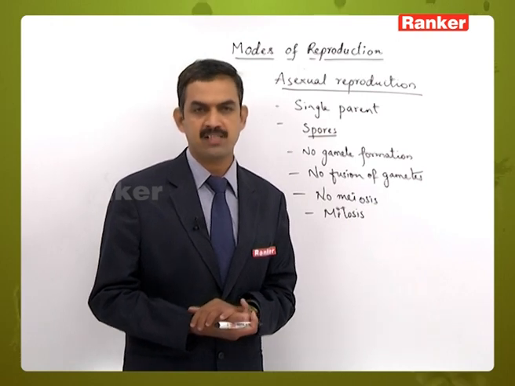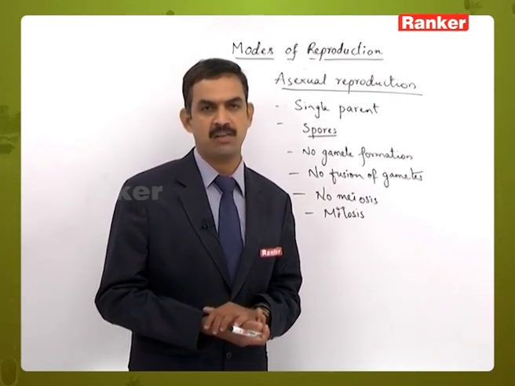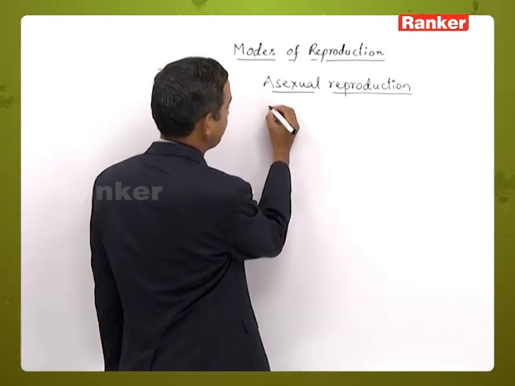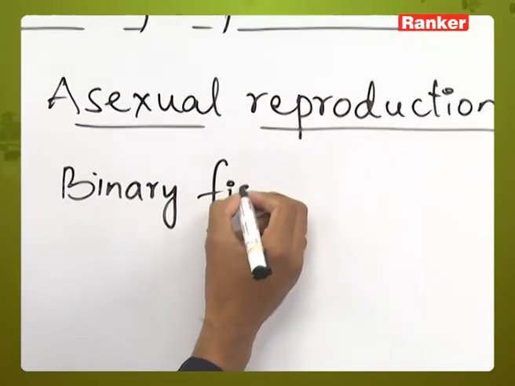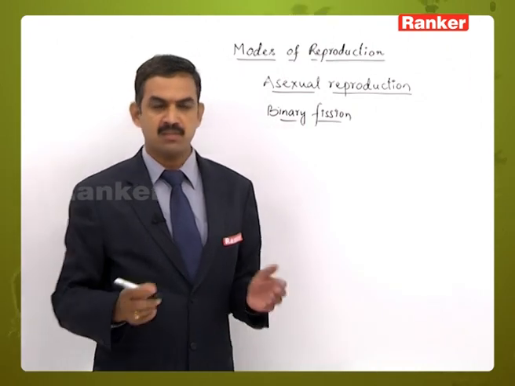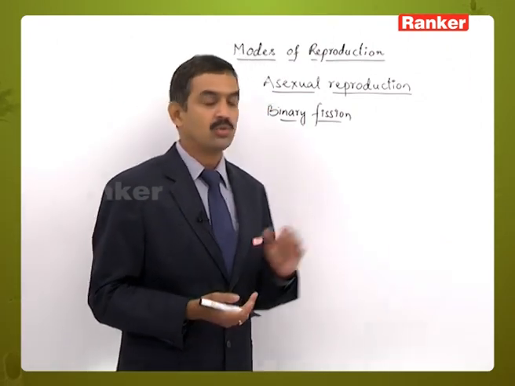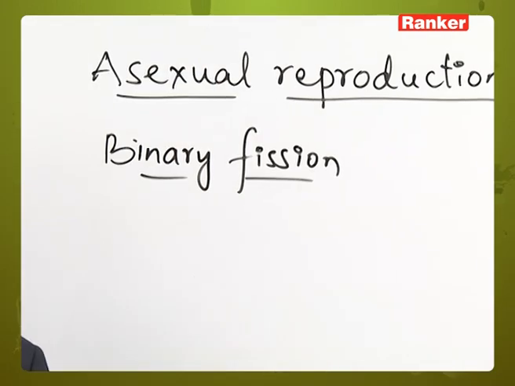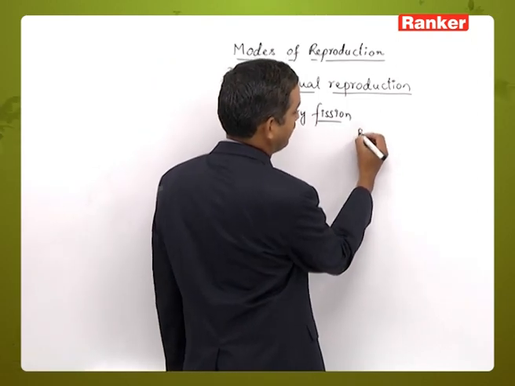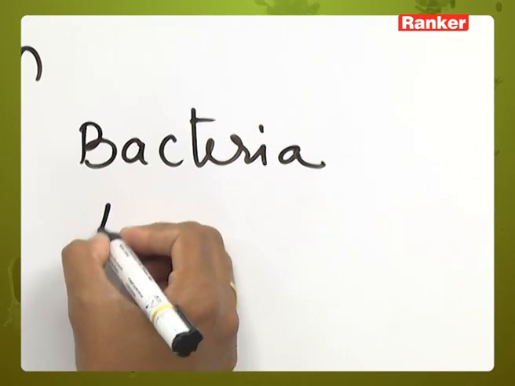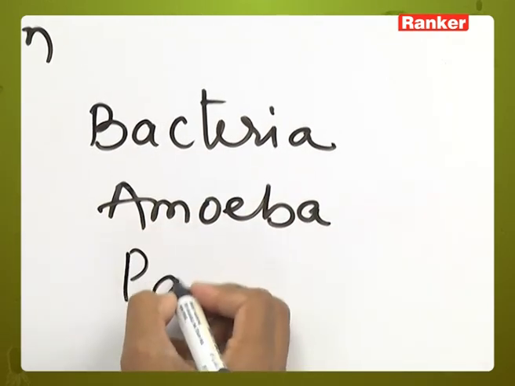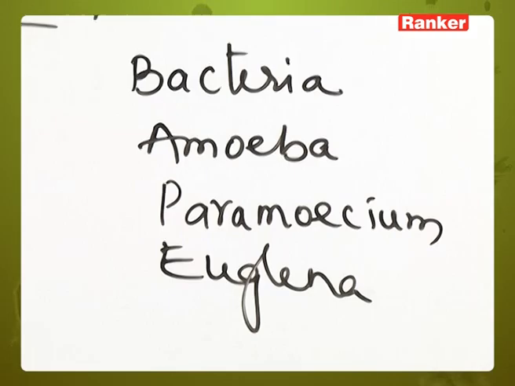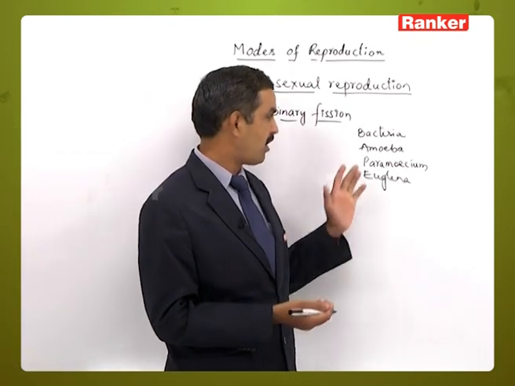Let us discuss some of the types of asexual reproduction which take place in different groups of living organisms. There are many methods of asexual reproduction. One is binary fission. Fission means division of the parent organism into two equal halves, so that each half develops into a daughter organism. This type of binary fission is most commonly observed in bacteria, amoeba, paramecium, euglena-like organisms. And one more thing, all of them are unicellular organisms.